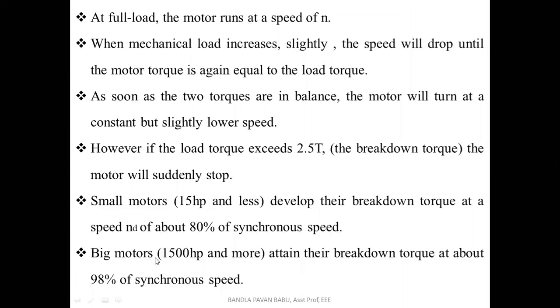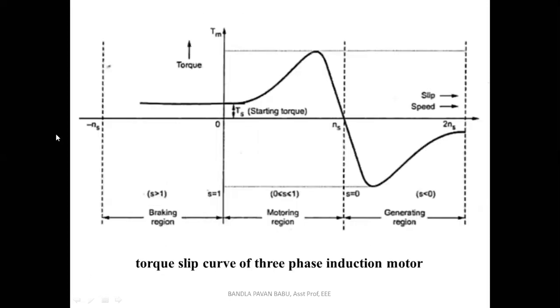Suppose we consider a big motor, that is 1500 HP and more, the breakdown torque value is 98% of the synchronous speed. These two are a few examples I have collected from the textbook. So like this, the breakdown torque exists at 80% of the synchronous speed for 15 HP and smaller motors, and for 1500 HP or more, it reaches 98% of the synchronous speed.